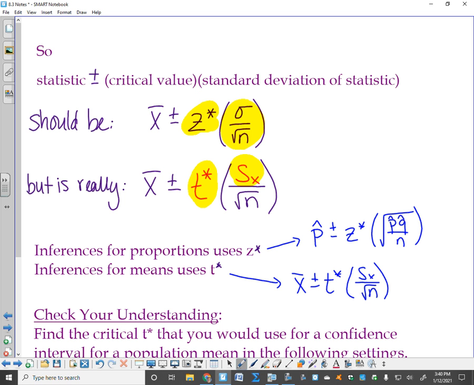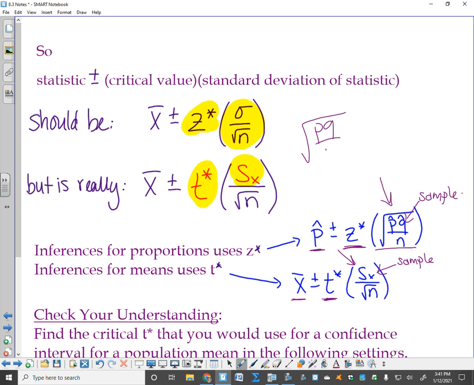So inferences for proportion uses Z star, so it's going to be P hat plus or minus Z star times the square root of P hat Q hat. Again, remember that is sample information. That's why they have hats on them. So we adjusted for that over N. And then for means, it's X bar plus or minus T star, and then times the standard deviation. But again, this is from the sample. So we had to replace sigma with S sub x. So both of the standard deviations had to get adjusted because we're using sample information.